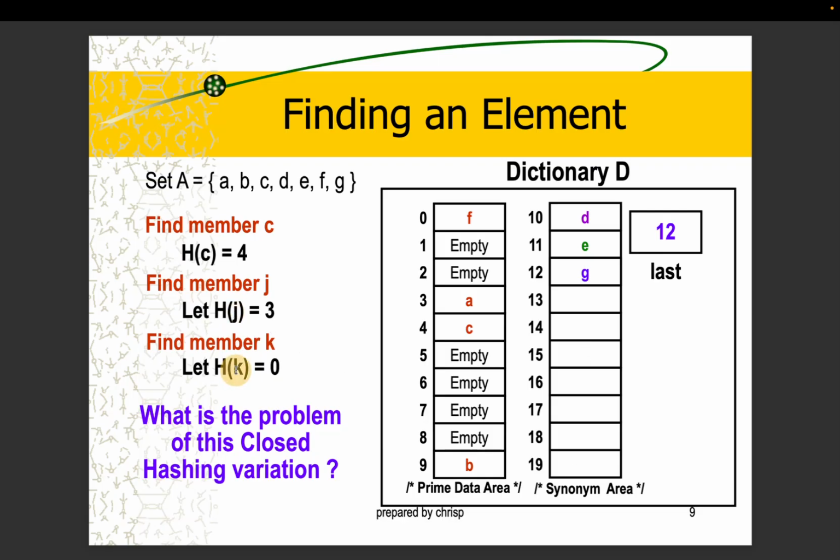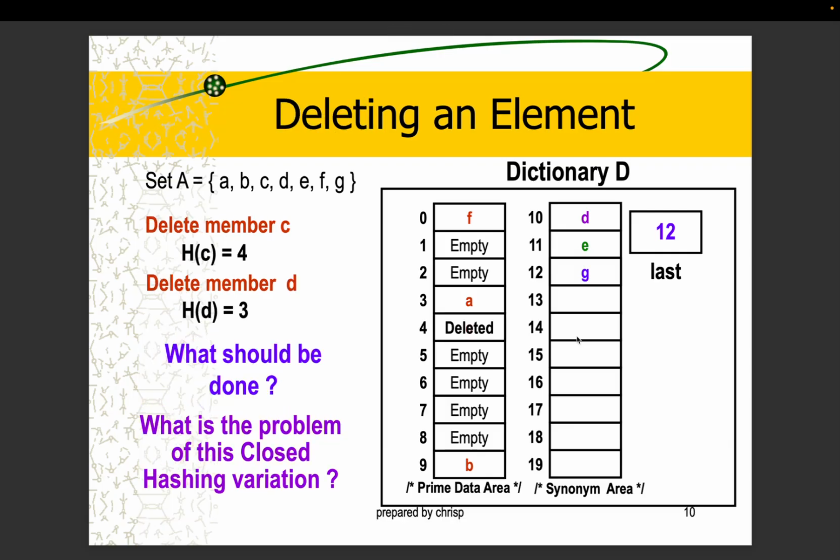If I look for K, K is at index 0, but it's not. So that means I go to the synonym area and check. Is D K? Is E K? Is G K? All of them are not K. Did I reach the last? No. Therefore, K is not in the list. So what is the problem? It's very slow. Every time I search for a member that isn't there, I need to go to the synonym area and look for it. It's very slow.